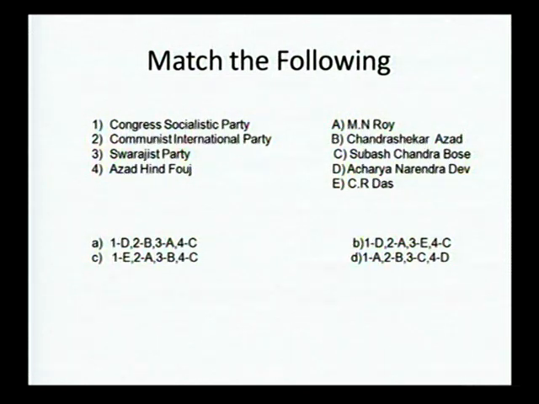So, if you see the answer for this, you will have the first one, Congress Socialist Party, the answer is D, Acharya Narendra Dev. Then you have Communist International Party, where it is M.N. Roy. Then you have the Swarajist Party and here the answer is C.R. Das. The last we have is Azad Hind Fauj, answer is C, Subhash Chandra Bose. So, if we see all the answers, B is the correct one. So, this is how you have to take the knocking system and see at least one answer. If you know, you can identify which is the correct answer.